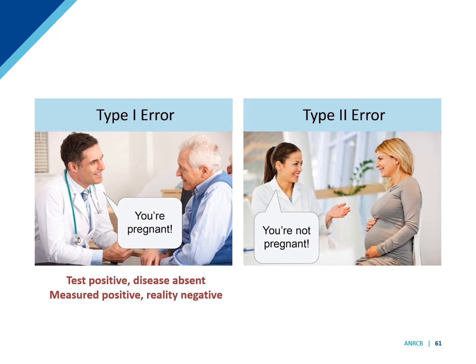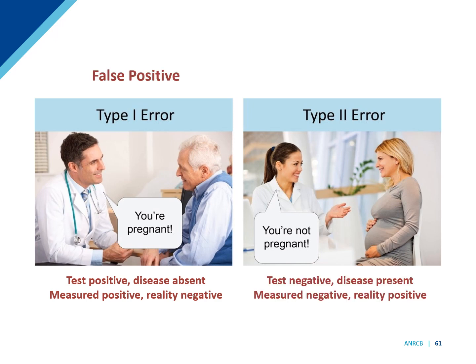In type 1 error, the test is positive and disease is absent. It's measured positive, but the reality is negative. And these are our false positives. In type 2 error, the test is negative, but the disease is present. It's measured negative, but the reality is positive, and that's our false negative.